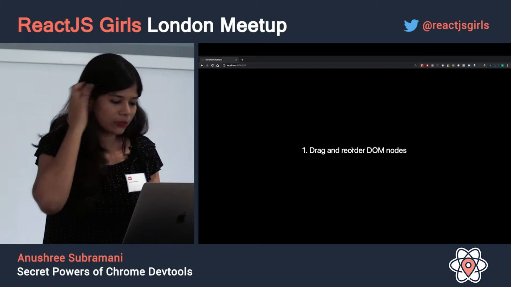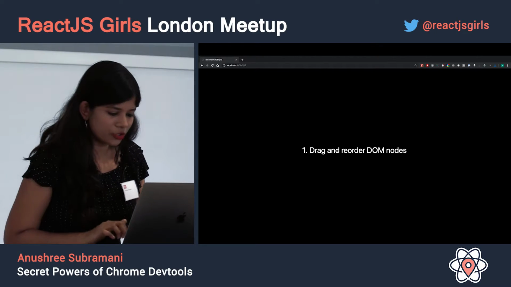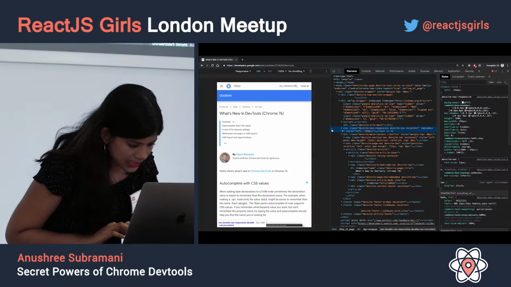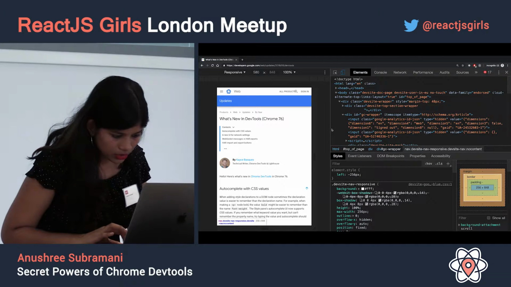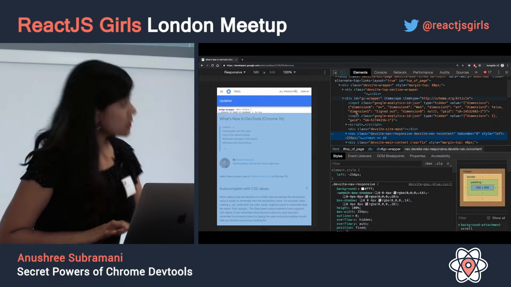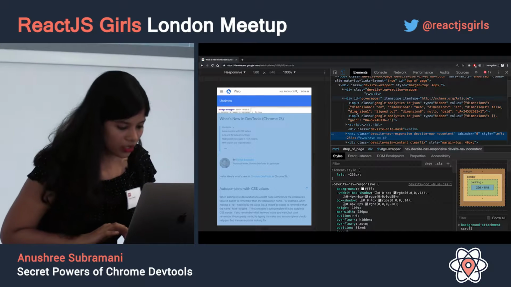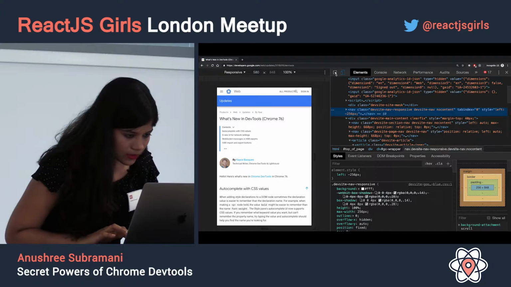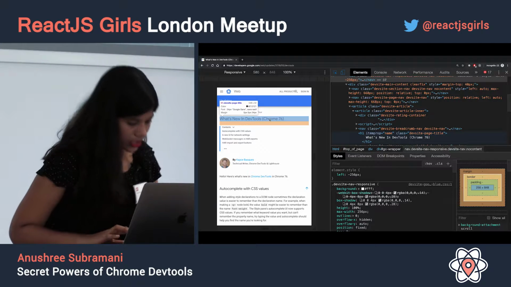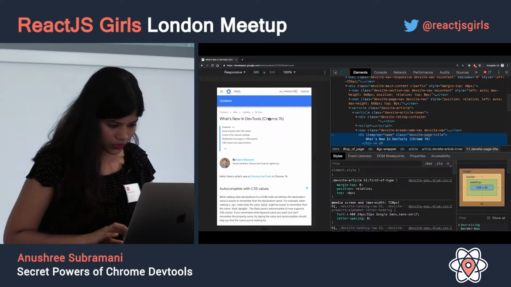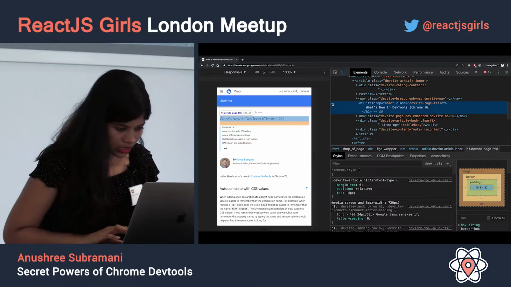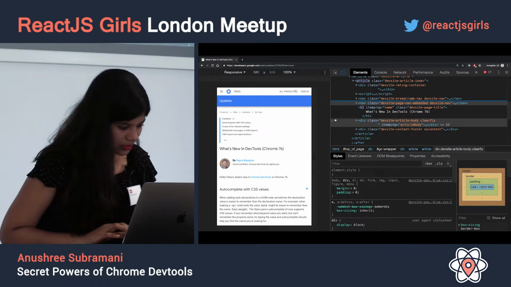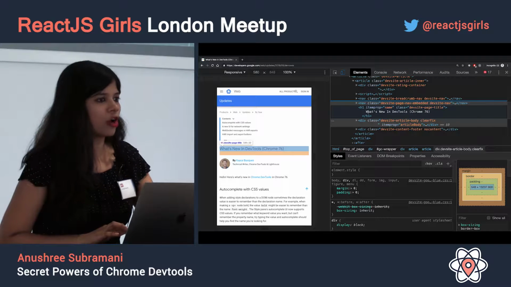So the first feature that I want to talk about is dragging and reordering your DOM nodes. If you see these three little dots right here, let me bump that up, if that's fine. Can you all see it? Yeah, is that better? Cool. All right, so let's pick a particular element. I'm going to pick this heading right here. So that's this h1 tag right here, right? If you see these three little dots, you can just pull it and reorder your DOM elements right here.